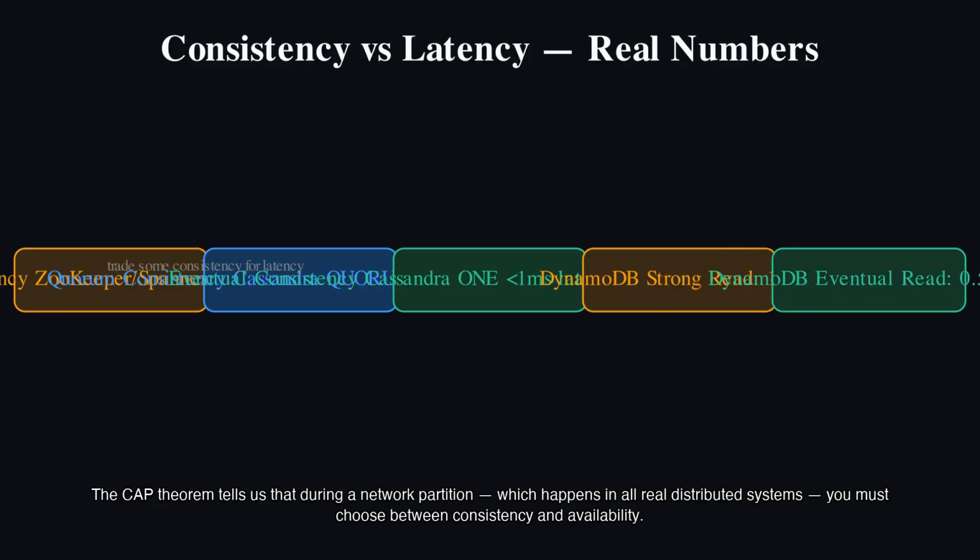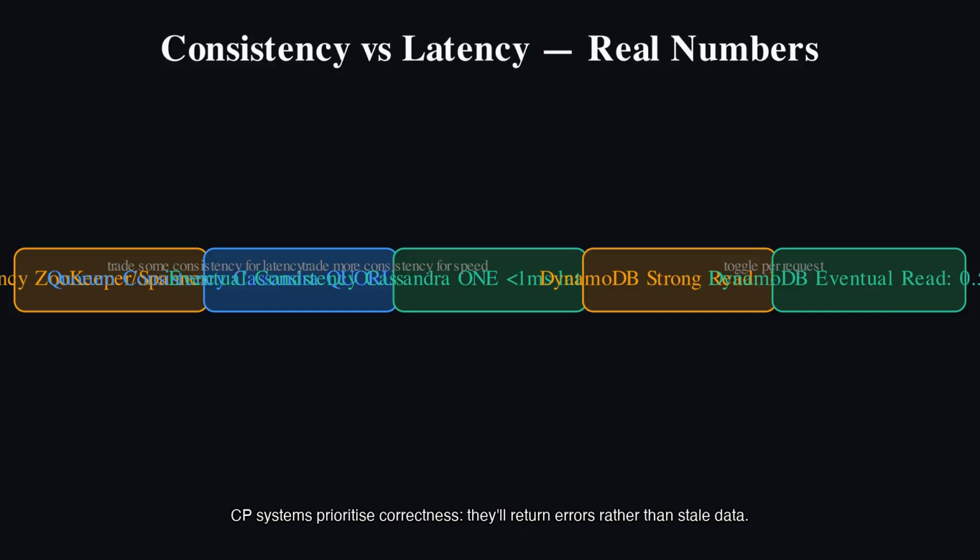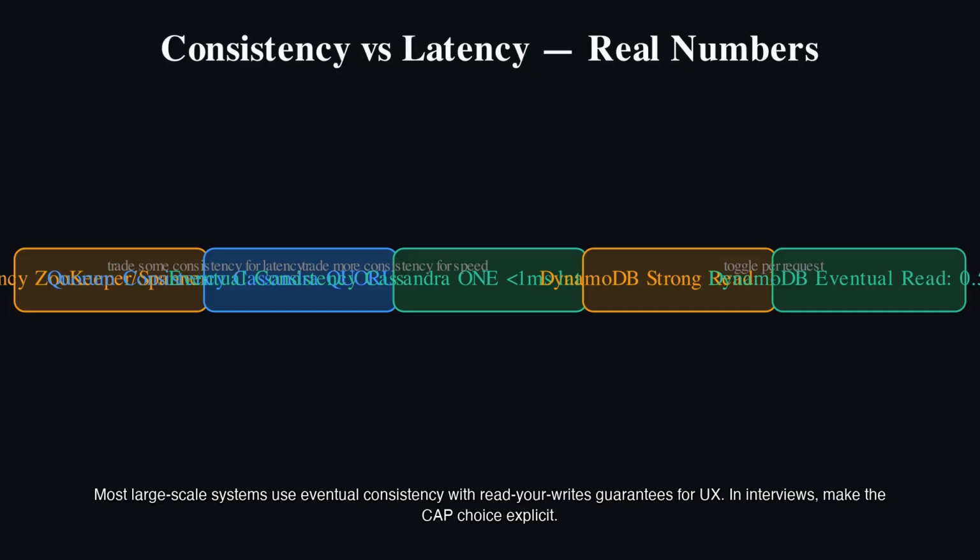The CAP theorem tells us that during a network partition, which happens in all real distributed systems, you must choose between consistency and availability. CP systems prioritize correctness. They'll return errors rather than stale data. AP systems prioritize uptime. They'll return possibly stale data rather than reject requests. Consistency is a spectrum: strong, sequential, eventual. Read your writes. Most large-scale systems use eventual consistency with read your writes guarantees for UX.